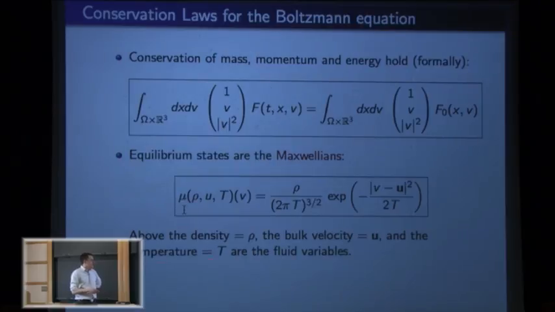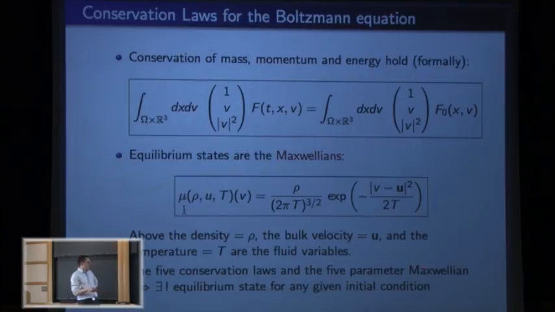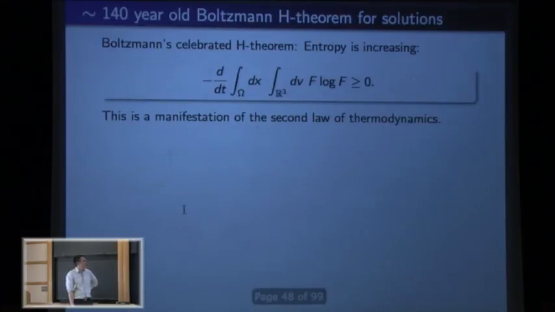And there's a 5-parameter family of steady states. The density is rho, the bulk velocity is u, and the temperature is T. You might recognize these as the fluid variables. And there's 5 conservation laws. And so the 5 conservation laws and the 5-parameter Maxwellian predict a unique equilibrium state given each initial condition.